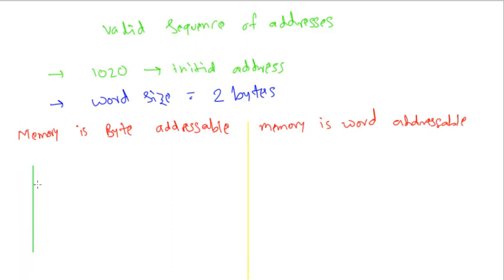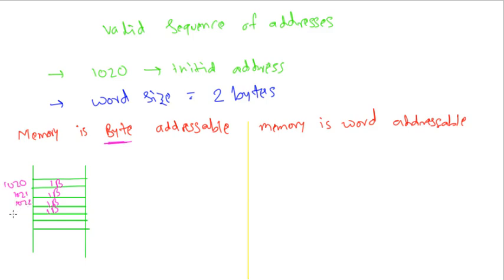This is my memory, and the CPU generates the address of the first location, let's say 1020. Now if memory is byte addressable, then each cell will contain 1 byte only. So each cell is containing 1 byte. Now the next address is 1021, and then 1022, and then 1023. So the question is, what will be the next address that the CPU can have?